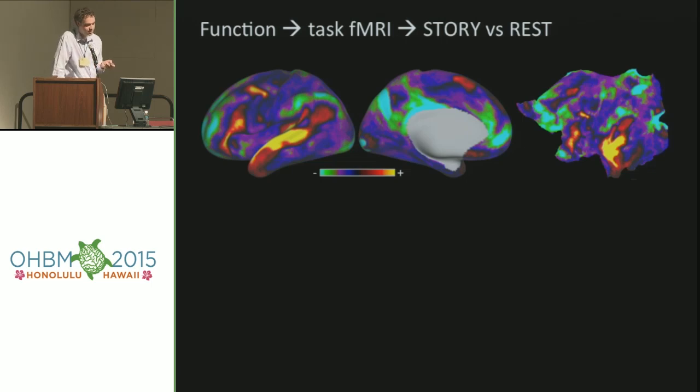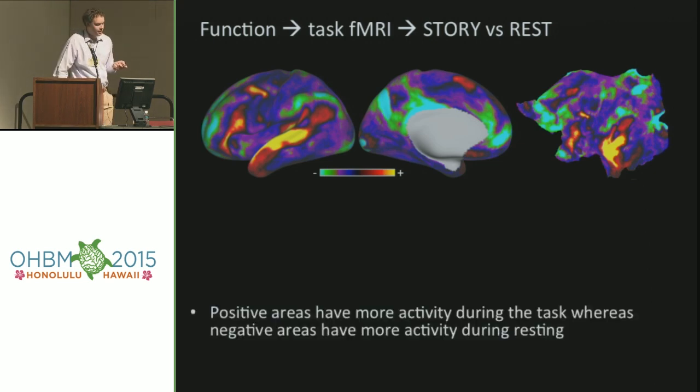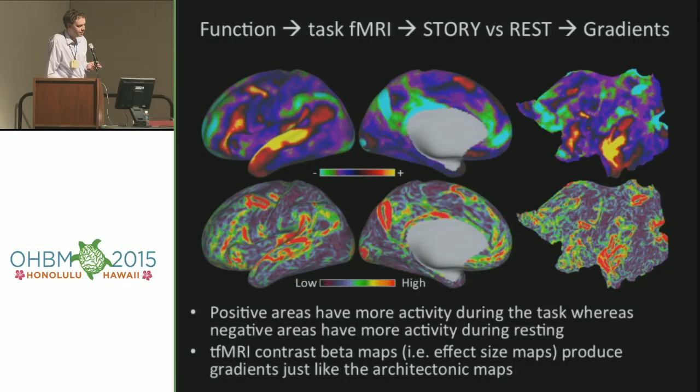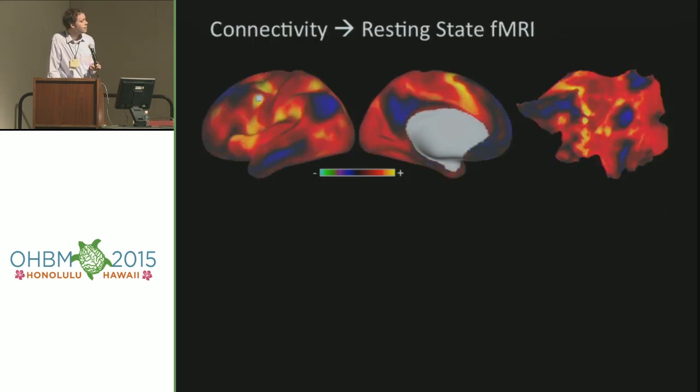We can use functional imaging maps. So this is a contrast map from a story versus rest contrast. Obviously, the positive areas have more activity during the task, and the negative areas have more activity during rest. And just like the architectural measures, we can take a gradient of this map and see where the task activity is changing most rapidly across the surface.